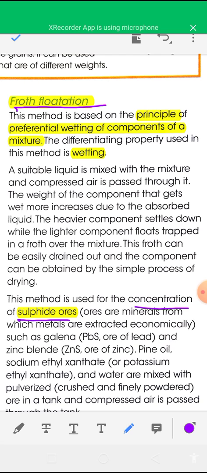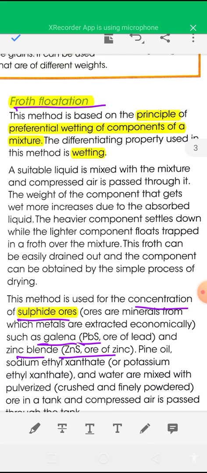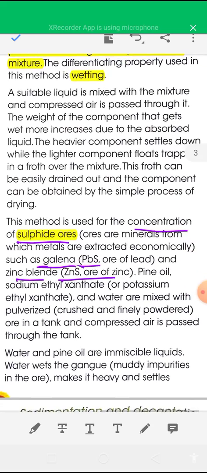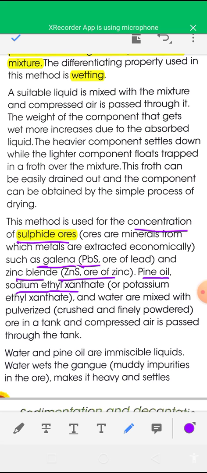Sulfide ore like zinc sulfide or lead sulfide. Okay, this metal sulfide can be concentrated using the method froth flotation. In this method, a mixture of pine oil, sodium ethyl xanthate or potassium ethyl xanthate, and water is used. These are mixed with crushed and finely powdered sulfide ore. You have to remember that sulfide ores like lead sulfide and zinc sulfide are more soluble in pine oil.